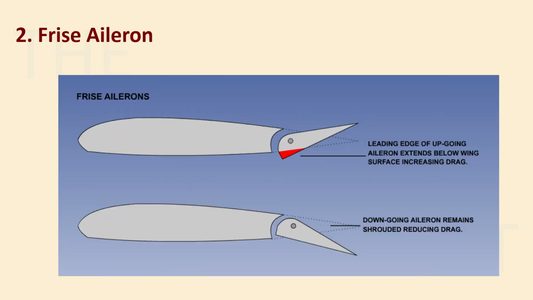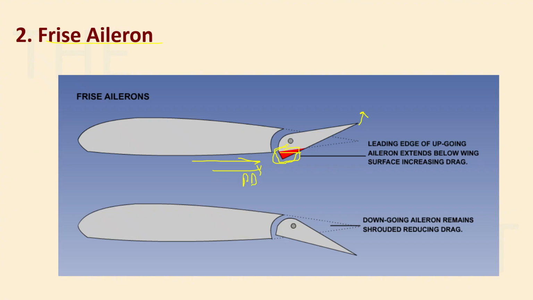Second we have the Frise aileron. Frise ailerons have an extra surface under the aileron. Whenever the aileron moves upwards, this extra surface, this red portion that you're seeing, protrudes outwards into the airflow and disturbs the airflow. So this again is increasing your parasite drag. So whenever the aileron moves upwards, there is an increase in parasite drag, right?